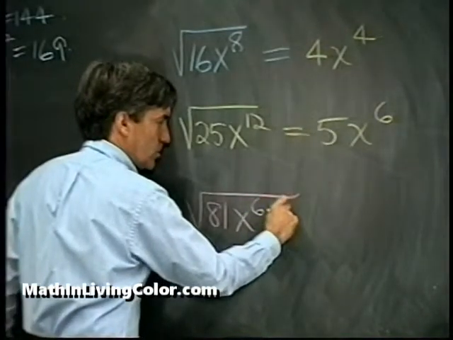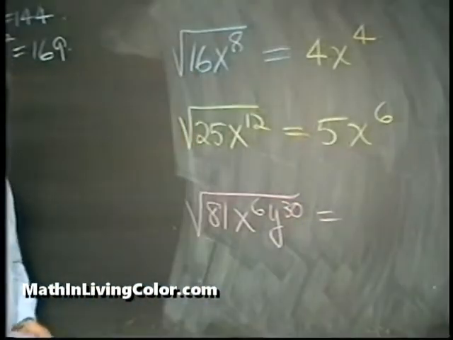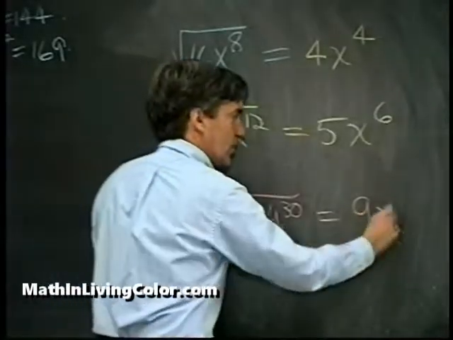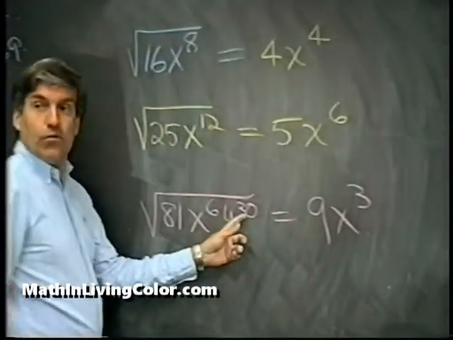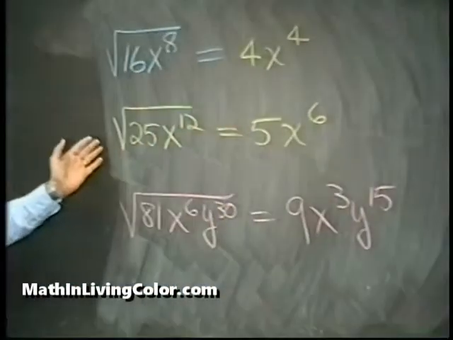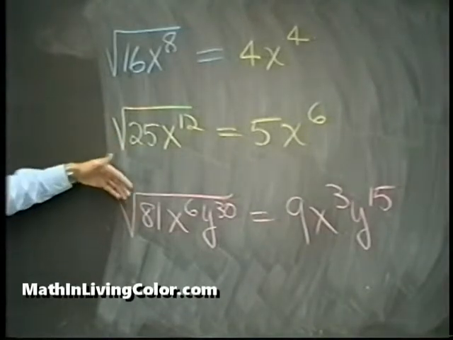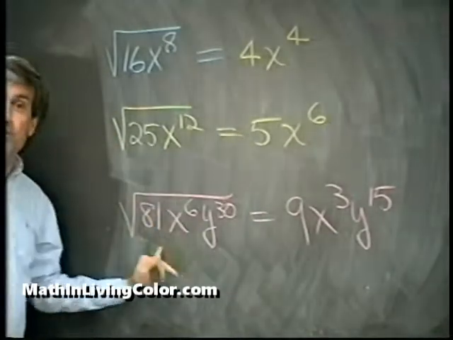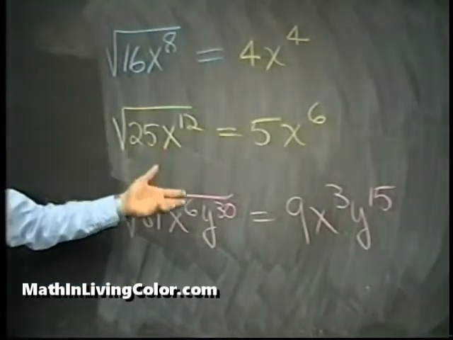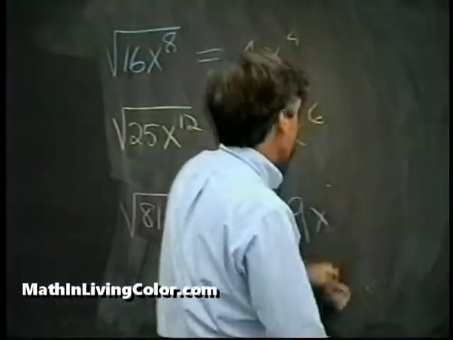All right, suppose I had the square root of, let's say, 81x to the 6th, y to the 30th. So that's going to be 9. X to the 3rd. Y to the 15th, okay? Any questions on that? You take the square root of the coefficient, and then if there are variables raised to powers, you divide the power by 2. Okay? All right, good enough.